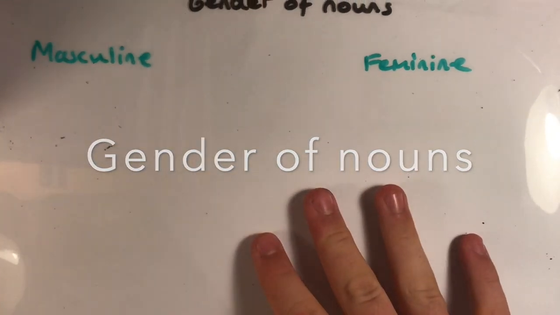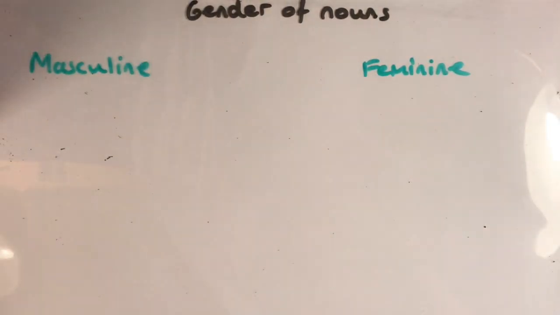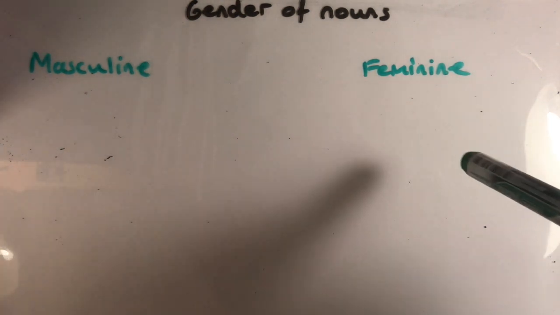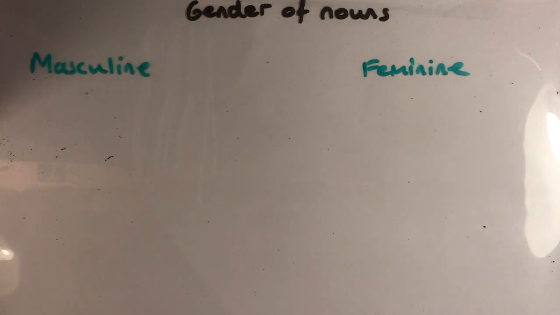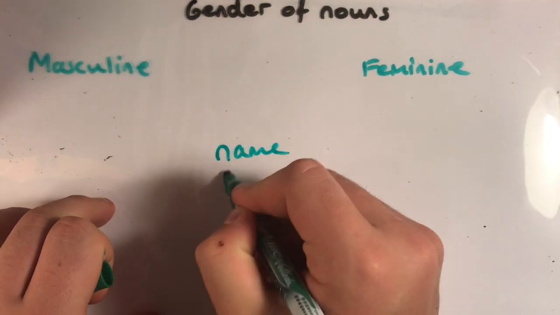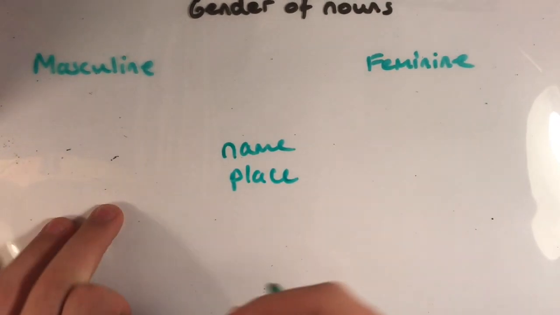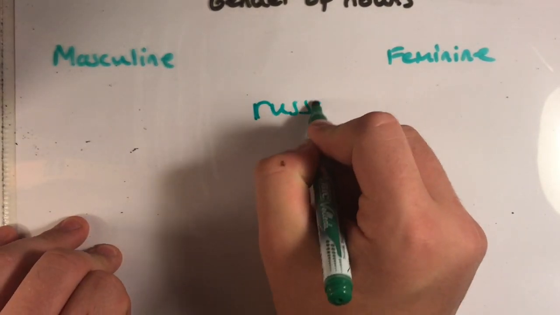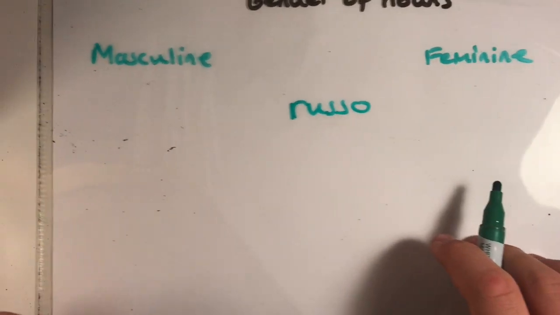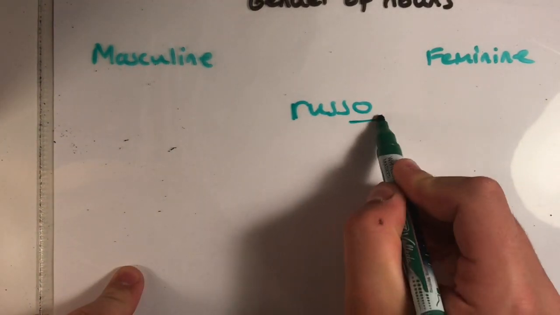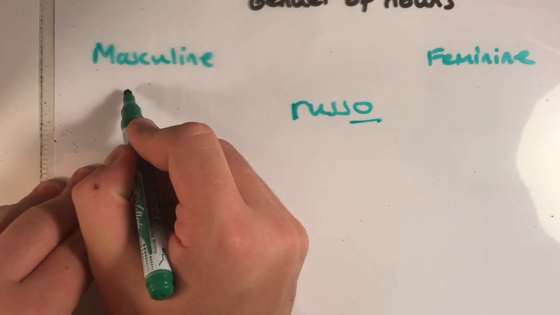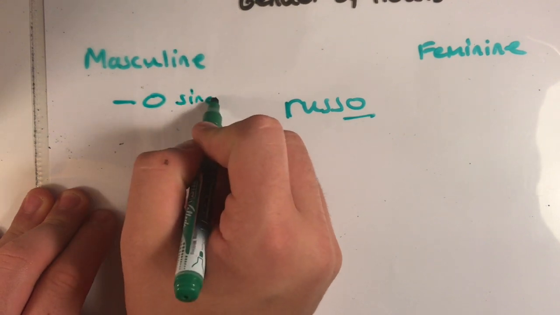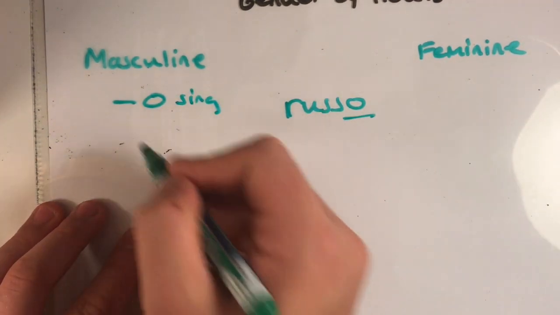Right, so we're getting into some juicy grammar just now. We're looking at the gender of nouns. So in Italian, we've got two different genders. We've got the masculine and we've got the feminine. So what's a noun though? A noun is something proper, so it can be a name or a place. So let's take an example that I had in the last video. We had Russo, which hopefully you remember means Russian. Now that came from the nationality. The O at the end of this suggests that it is masculine. So if anything ends in O, then it is a masculine singular. Okay, so Russo is masculine.